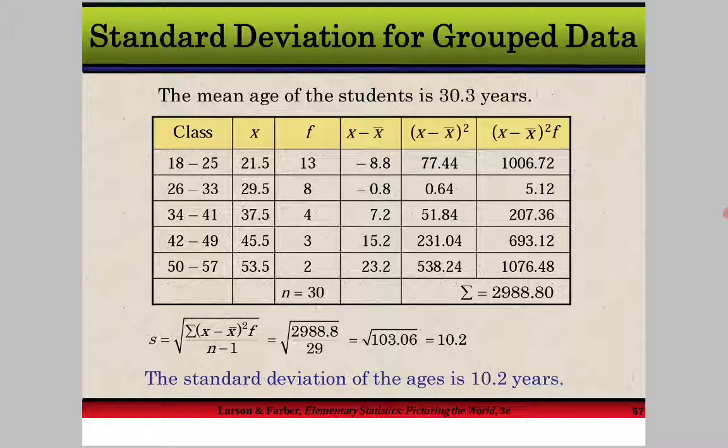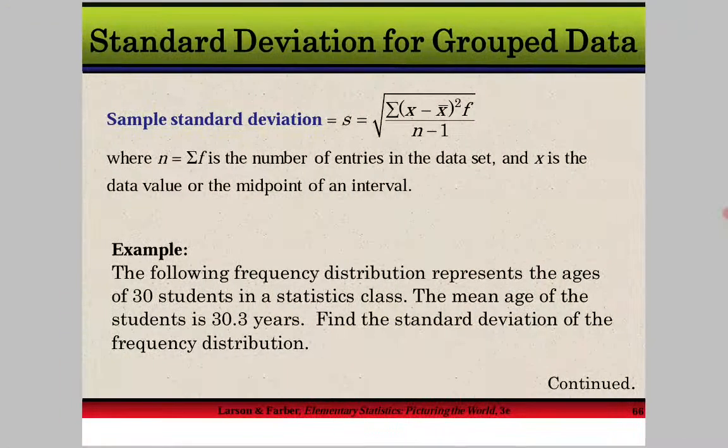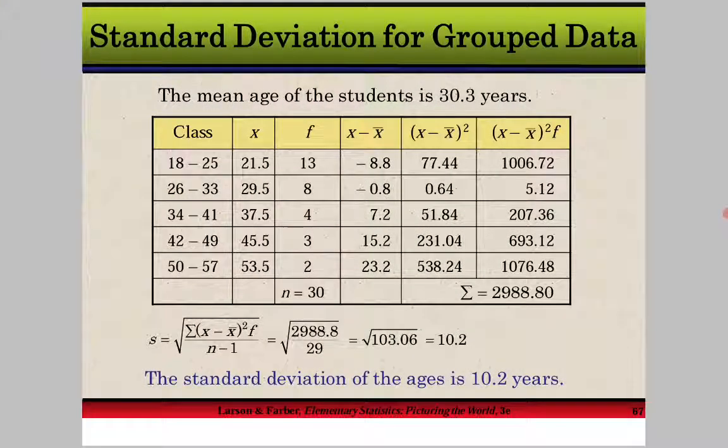Capital X. What is capital X? Capital X is the midpoint of the class. For the class 18 to 25, the midpoint is the average, 18 plus 25 by 2, that is 21.5. Next, we have to find x minus x bar.